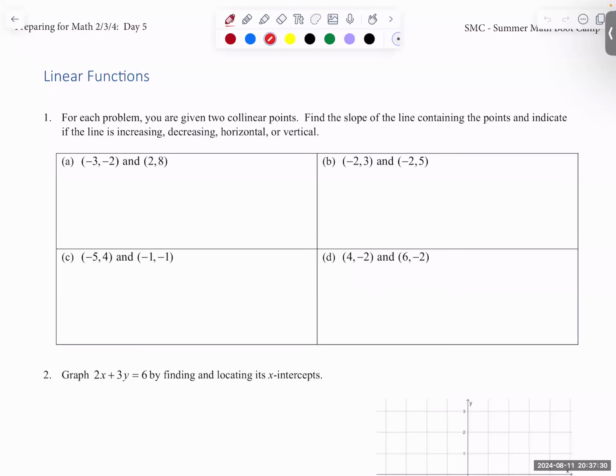Linear functions. For each problem, you are given two collinear points. Find the slope of the line containing the points and indicate if the line is increasing or rising, decreasing or falling, horizontal or vertical.